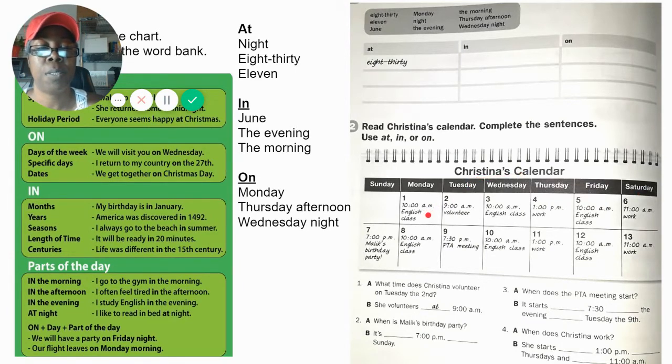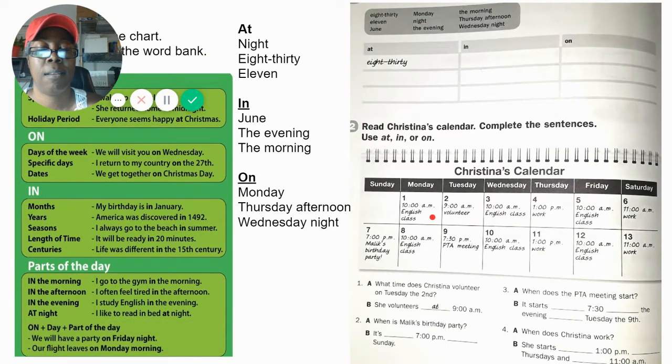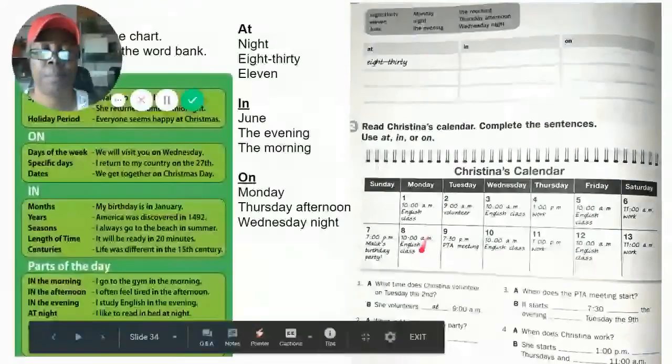And let's look at her calendar and what is happening. So on Sunday, 7 p.m., Malik's birthday party. On Monday, 10 a.m., English class. Well, on Monday the 1st, 10 a.m., English class. On Monday the 8th, 10 a.m., English class. So the schedule is the same on Monday.